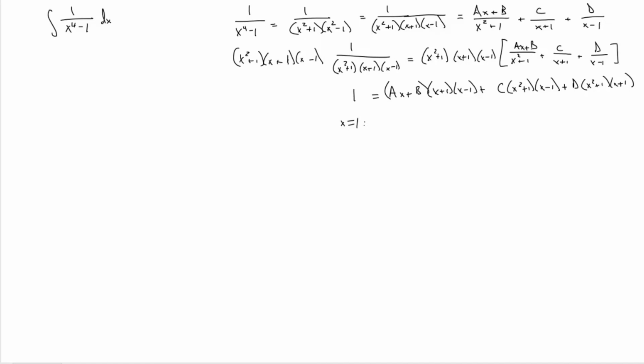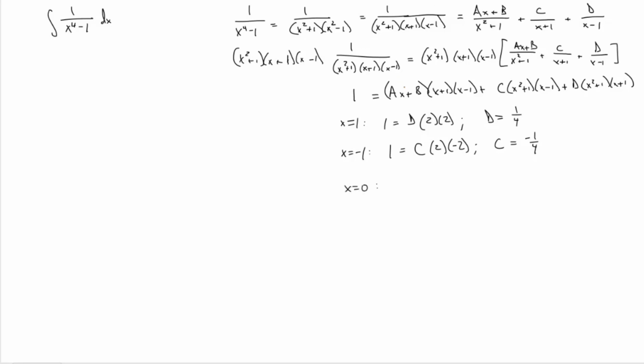There are some good choices for x that will make this easy to figure out. In particular, you'll notice that when I let x equal 1, this term becomes 0 and this term becomes 0, so that this whole term goes away and this whole term goes away. And I'm just left with 1 equals d times 1 squared plus 1 times 1 plus 1, or d times 4. So d is equal to 1/4. Similarly, if I let x be -1, then this becomes 0 and this becomes 0. So this term goes away and this term goes away. And we find that c is equal to -1/4.